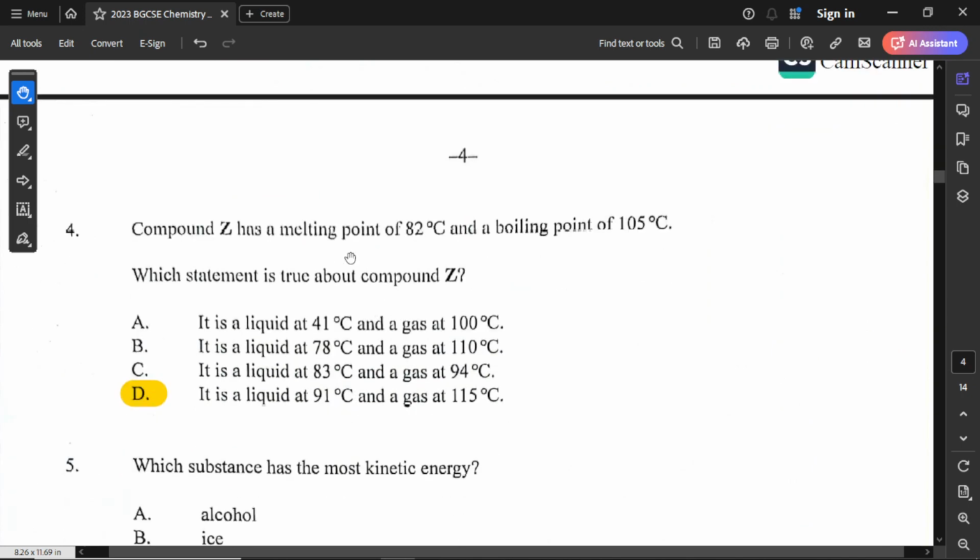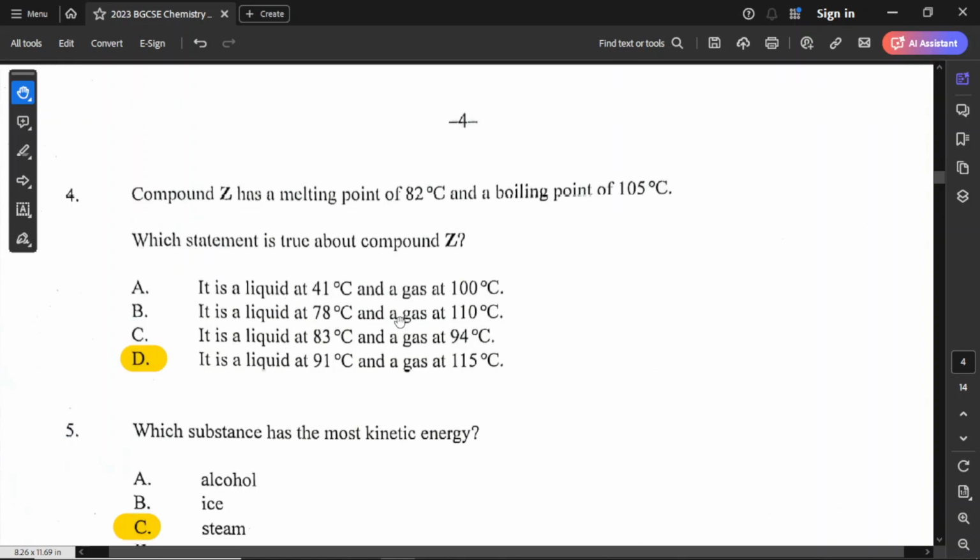Question number 4 is a compound Z has a melting point of 82 and a boiling point of 105 degrees Celsius. Which statement is true about compound Z? First and foremost, it's talking about liquid and gas. If it melts at 82, that means anything above 82 will be a liquid. Anything below 82 will be a solid. So therefore, it has to be a liquid above 82. So either C or D will be good in terms of being a liquid.